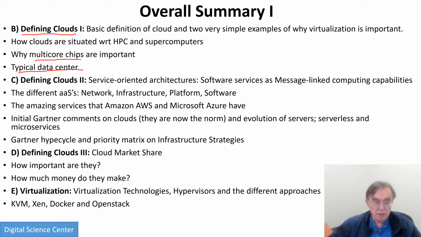Then we get into a little more technical detail with the second lesson on defining clouds, service-oriented architectures. We build everything as a service: software as a service, platform as a service, infrastructure as a service, networks as a service. Services are just things linked by messages, or they're actually a service that you provide which people can use. Then we look at the two leading public cloud providers, Amazon and Microsoft, and look at their amazing services. And then we have some general comments on clouds from Gartner.